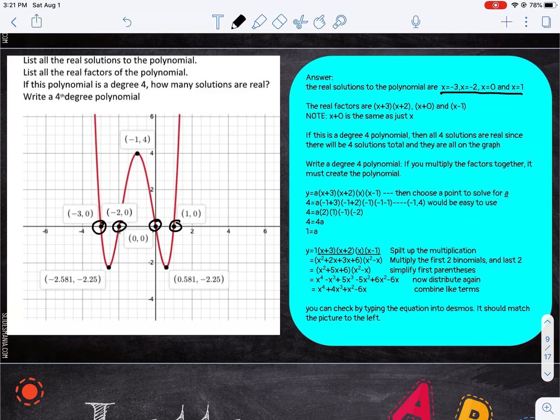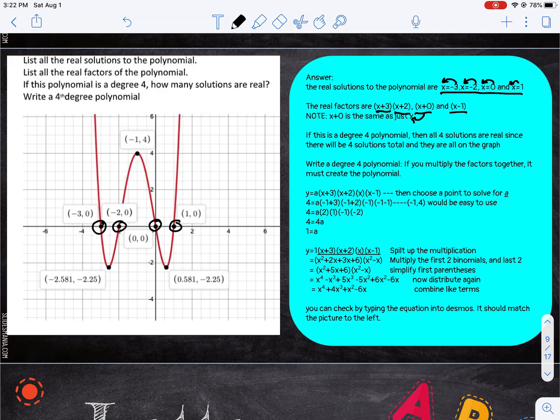Now the factors are kind of the opposite of the solutions. It's what you get before you got x equals -3. Remember, it was equal to 0, so if you put the -3 on the other side, it would be x plus 3. Same with x equals -2, we'd have to add that over, so x minus 2. X equals 0, and then we had x equals 1. So if we look at our factors, they are opposites.